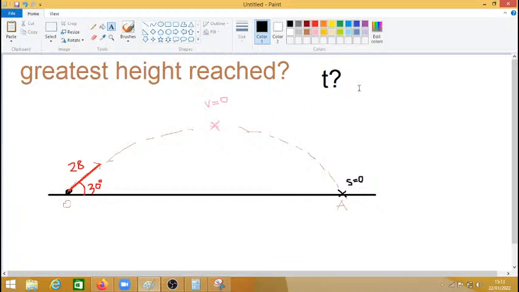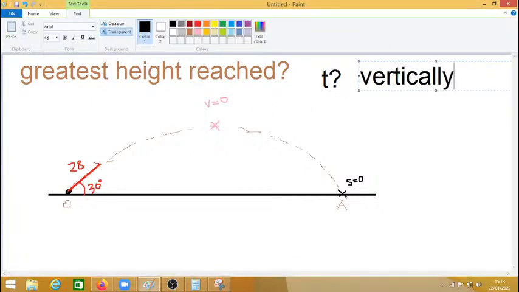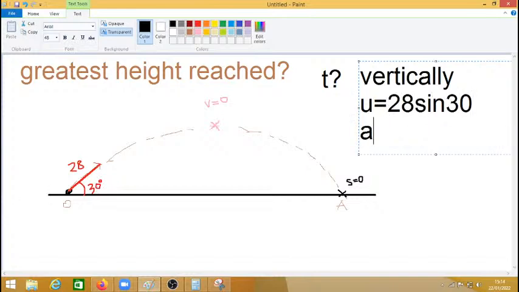Let's go vertically now. Let me write that down vertically. What do we know? We know the vertical component of the initial velocity. We worked that out before, so it's 28 times sine 30. We know the acceleration due to gravity is minus 9.8, because this initial velocity is going up, but gravity is going down, so it's minus 9.8. The time is unknown. We don't know what the time is.